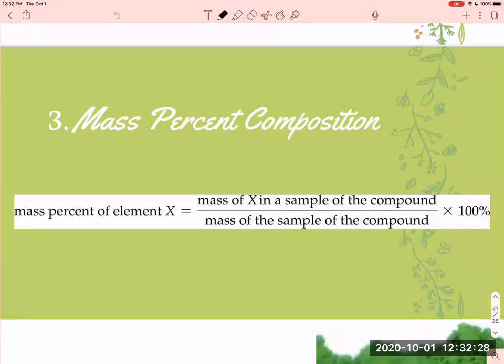Okay, so we're going to look at the last part of this chapter, which is going to be using mass percent, looking at percent composition, and also looking at something called empirical and molecular formula.